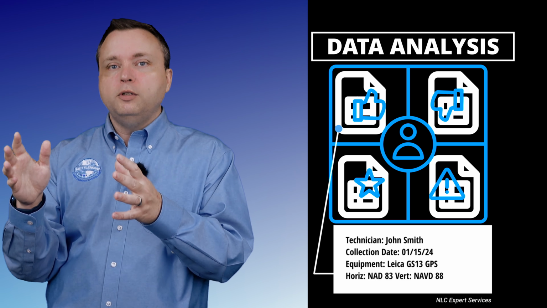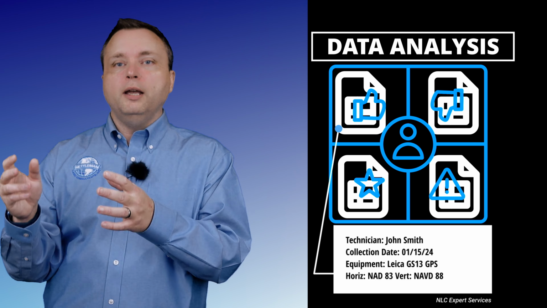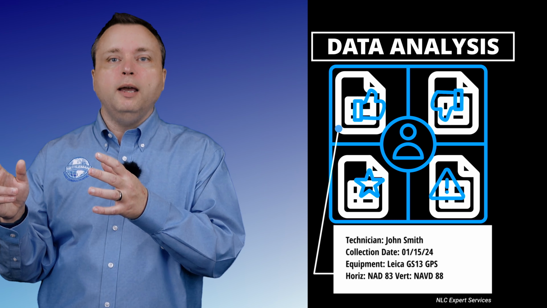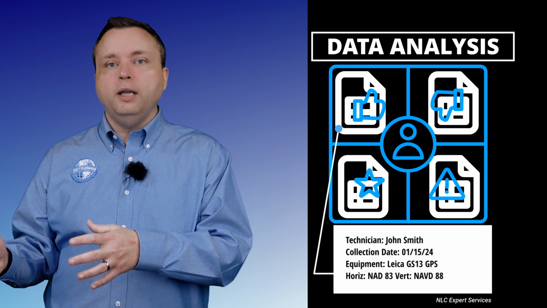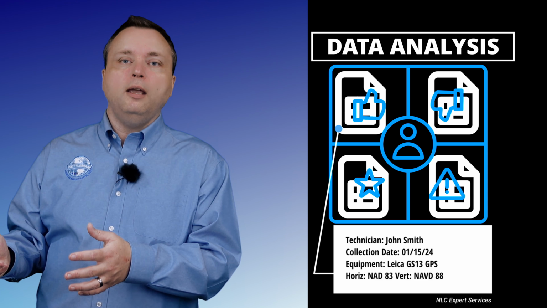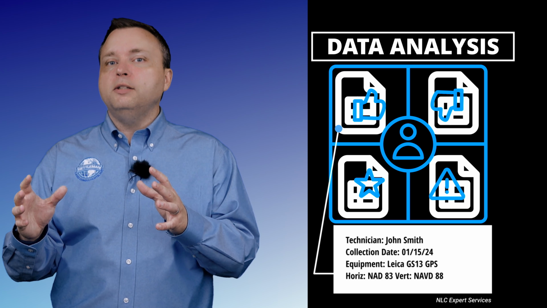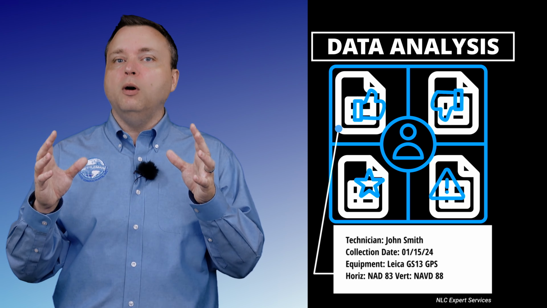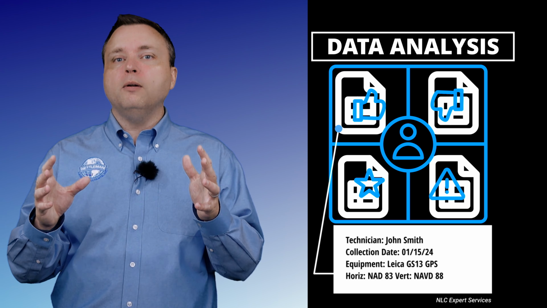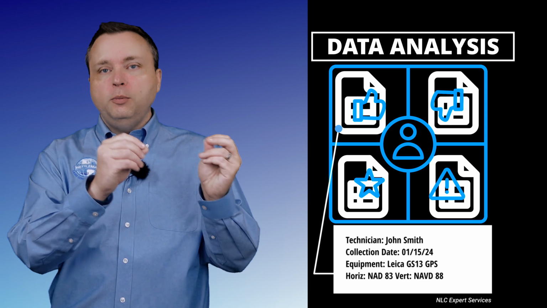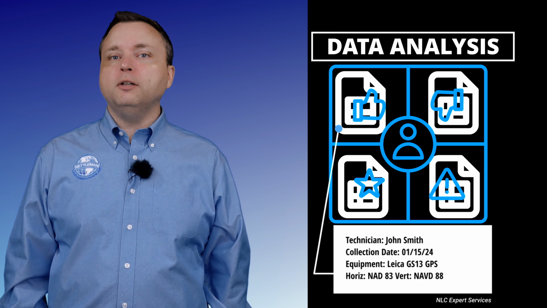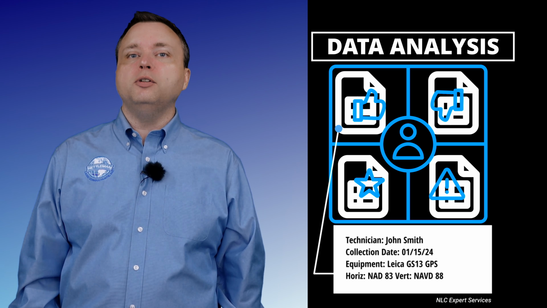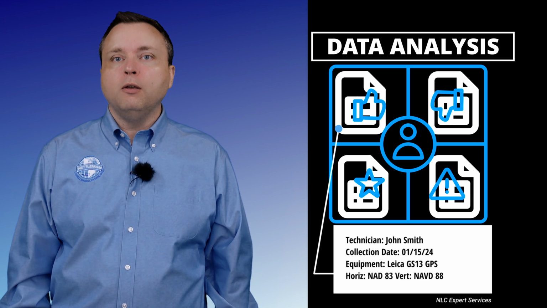John Smith used a Leica GS13 GPS. The horizontal datum was NAD83. The vertical datum was NAVD88. And what I'm telling you guys is that in order to understand whether the data, the GPS, the total station data is correct, we have to collect the metadata to understand the basis for all of this information.